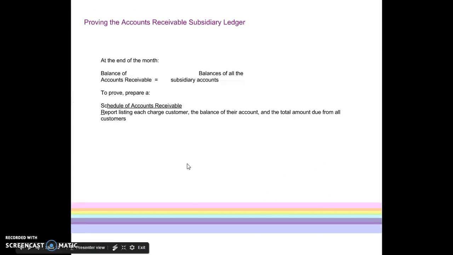Now, when we prove the accounts receivable subsidiary ledger, what we want to do is make sure that the sum of all of the customers that owe us money equals the amount that we have represented in the accounts receivable controlling account. So at the end of the month, the balance of the accounts receivable account, which is in the subsidiary ledger, the sum of all of those, to prove it, the schedule of accounts receivable, we have a report which is going to list the charge of all customers and the balances that they owe us, the total due from all customers. Once we have put together our schedule of accounts receivable, we then check that number to see if it matches our controlling account balance number.